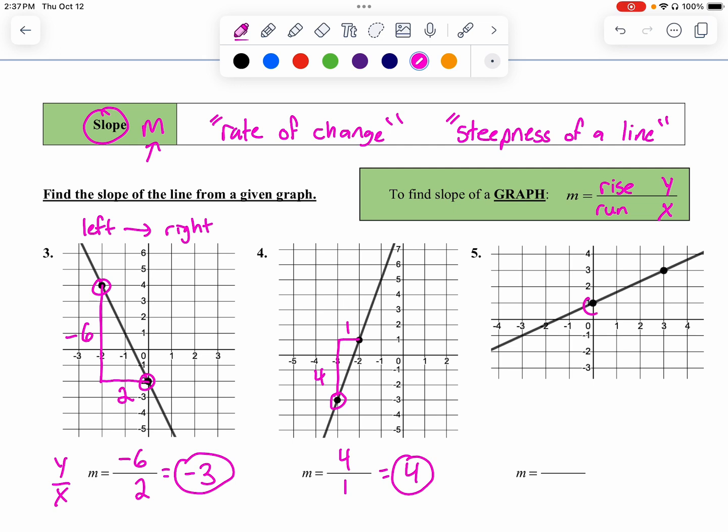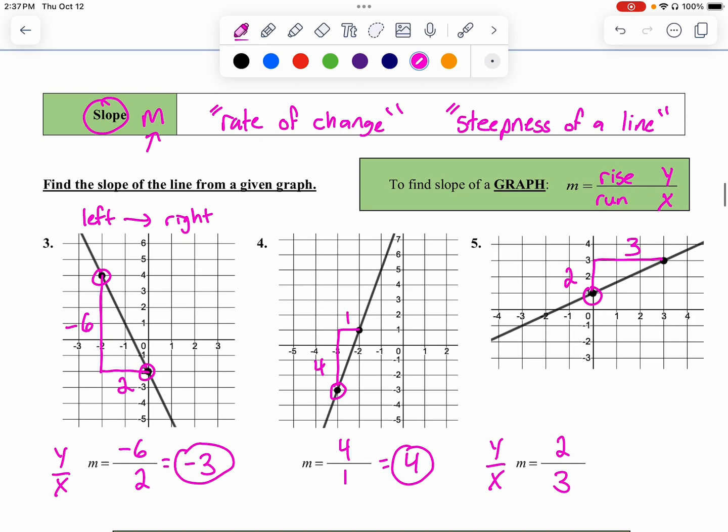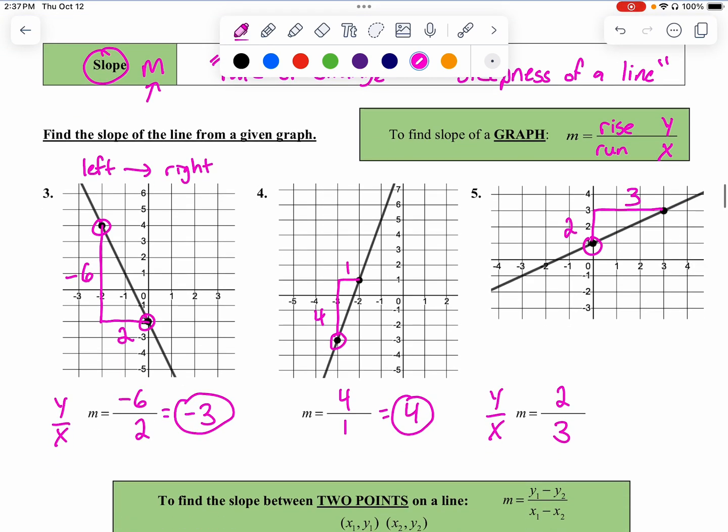Finally, on 5, here's my leftmost point. So I'm going to go 1, 2, so up 2, and then 1, 2, 3. So we went up 2 over 3. So always the rise over the run, or the change in y over the change in x. So that's how slope looks on a graph.